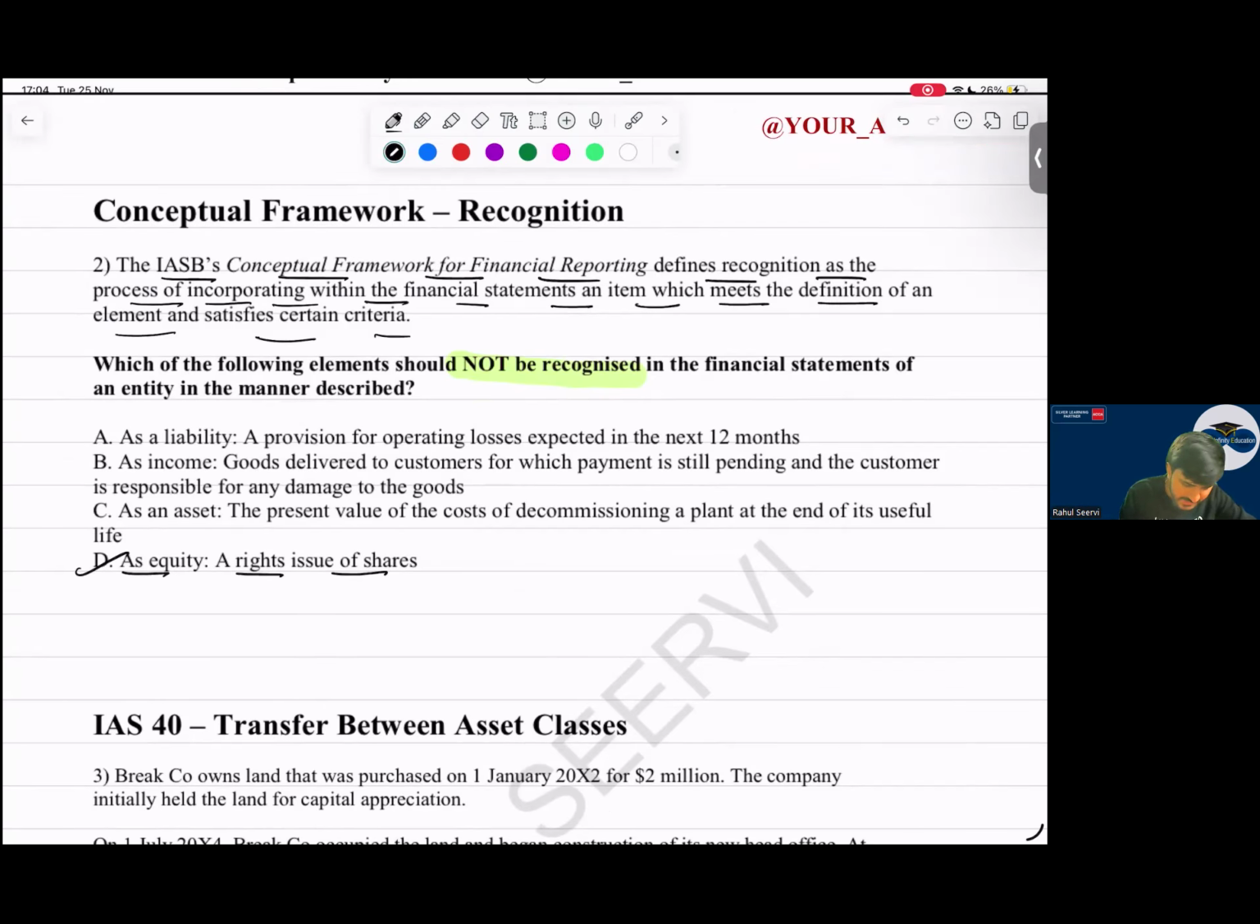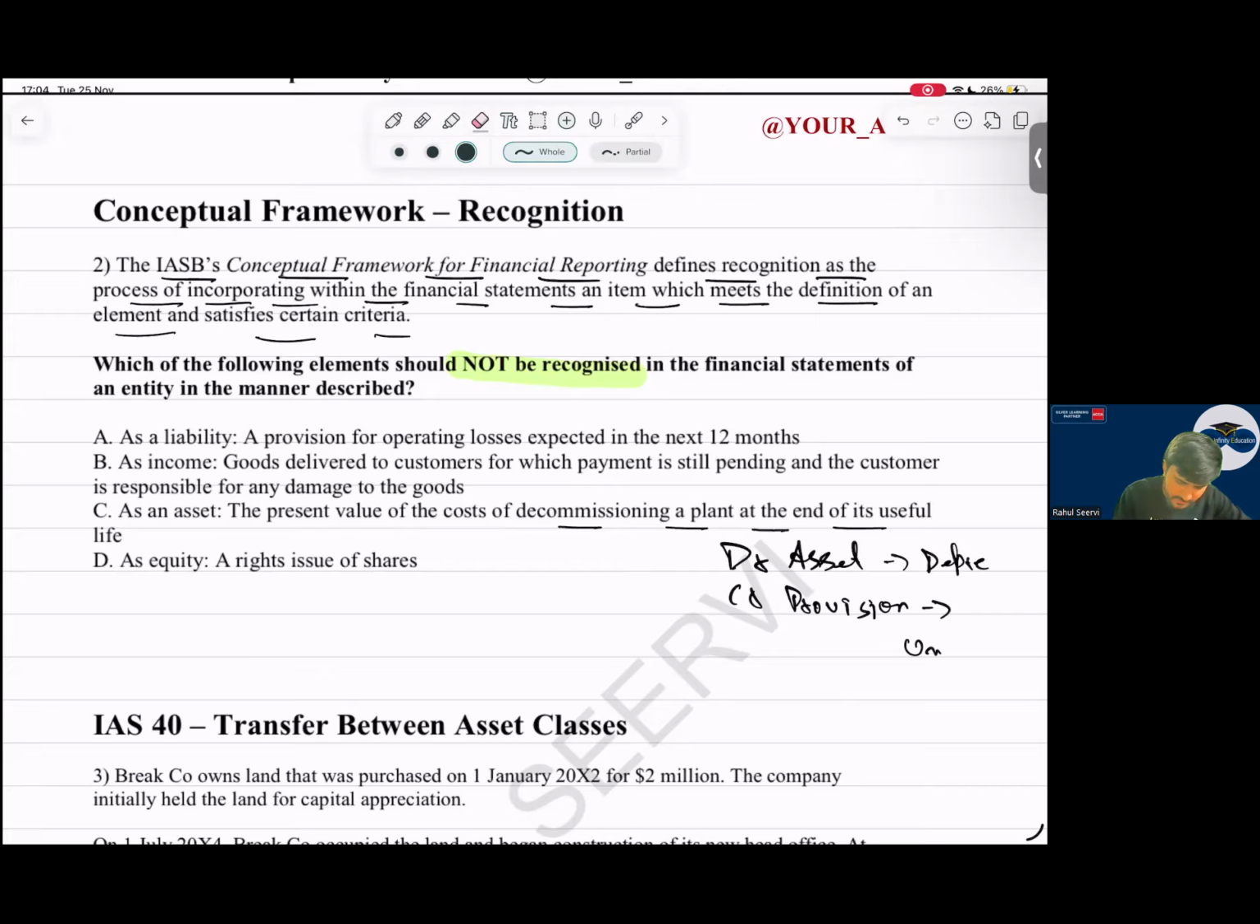Then, as an asset, the present value of the cost of decommissioning a plant at the end of the useful life. Yes, whenever there is a decommissioning cost, that also we recognize as an asset. That is, debit asset, credit provision. This provision you will unwind, and this asset we will depreciate. Yes, sir, this is recorded as an asset. Both the sentences are right. We will recognize them, but the question is asking what is not to be recognized. We will record these two then.